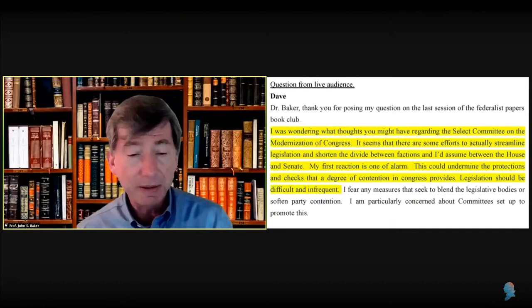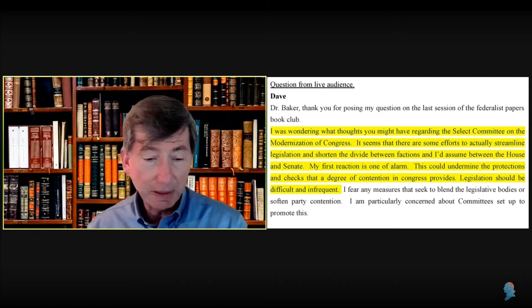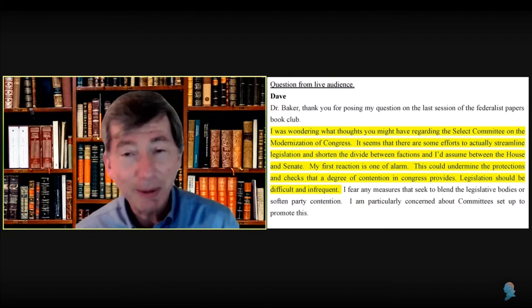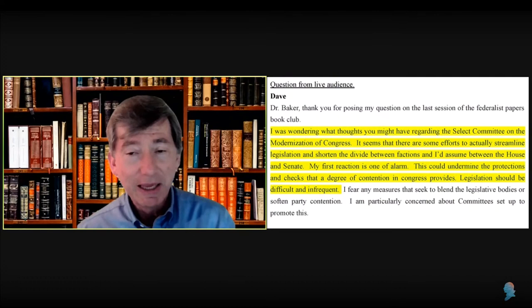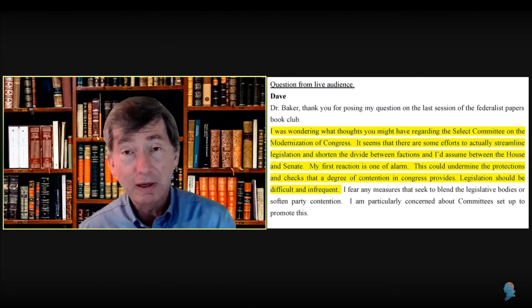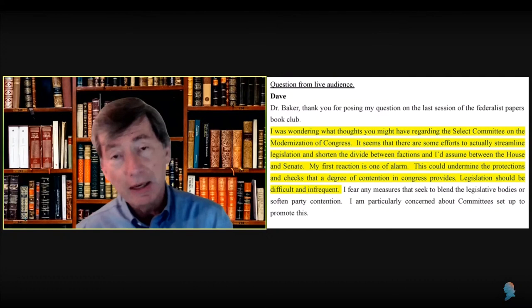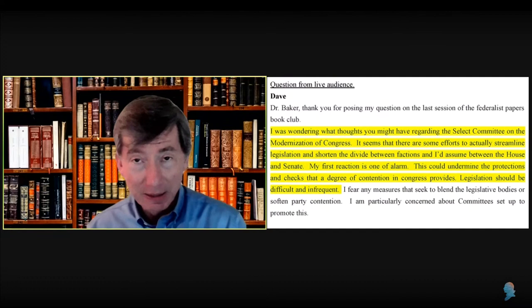The first one is a follow-up by Dave. He asked me about a document called the Select Committee on the Modernization of Congress. He was worried about it, and that's good skepticism on his part. It has 97 provisions in it, and these are not statutes at this point. These are recommendations as far as I can tell. The one, if they ever did it, would seem to be good, and that was that they would write bills in such a way as you could see what they were repealing.